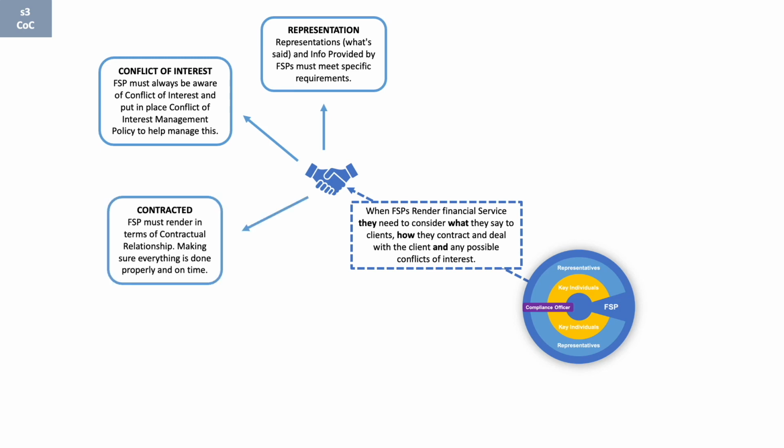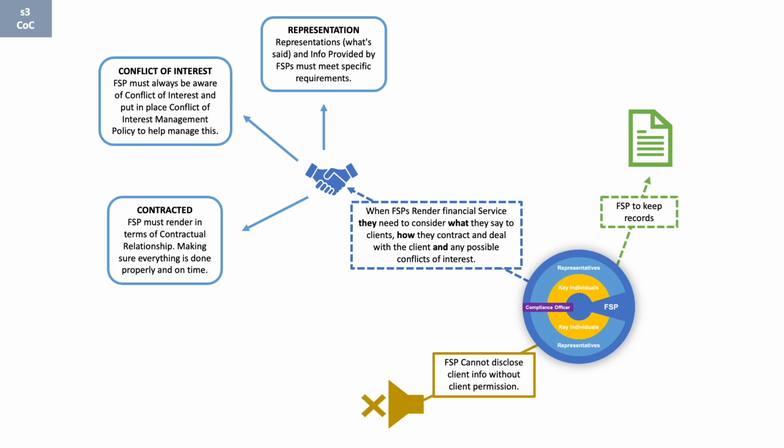Third, we cover contracted. The FSP must render a financial service in terms of a contractual relationship, making sure everything is done properly and on time. The FSP must keep records, and we will look at what and how and for how long these records must be maintained. The FSP must also not disclose confidential client information without the written permission and consent of the client concerned. Let's have a look into all the details surrounding this as well.